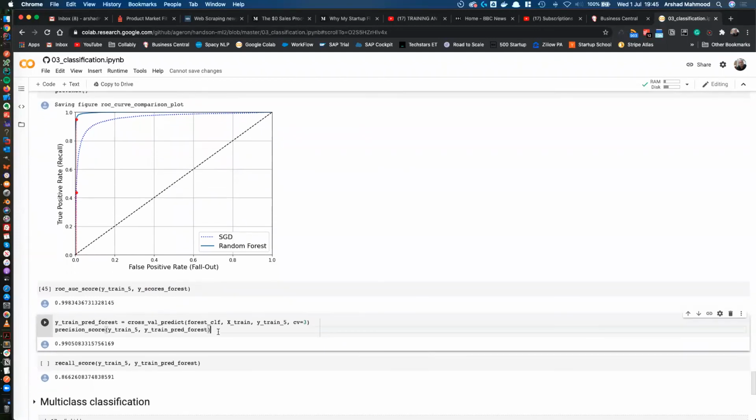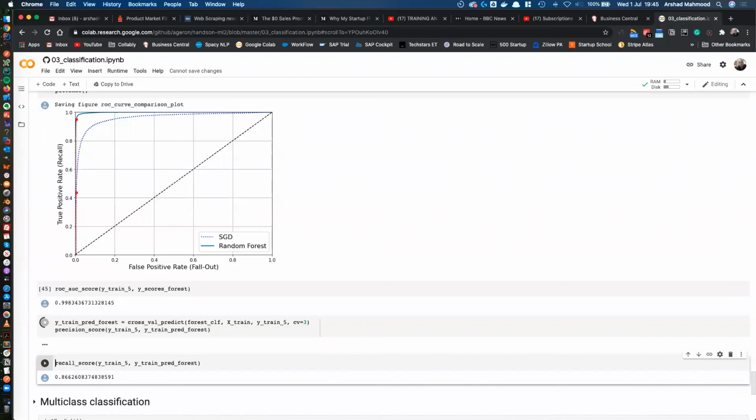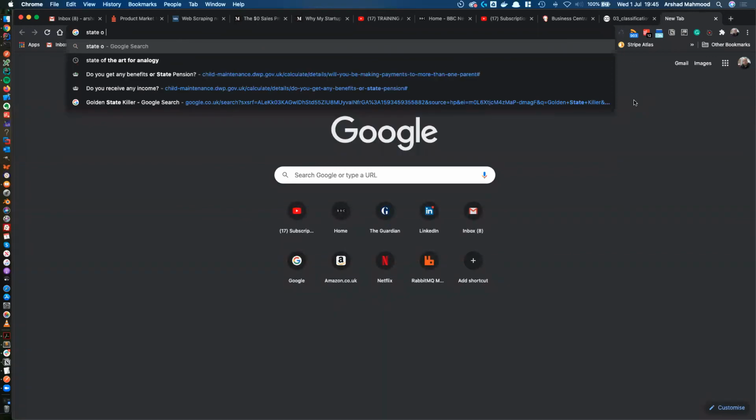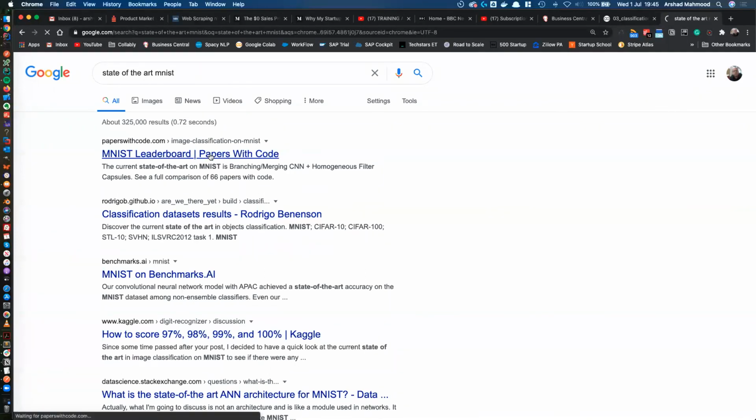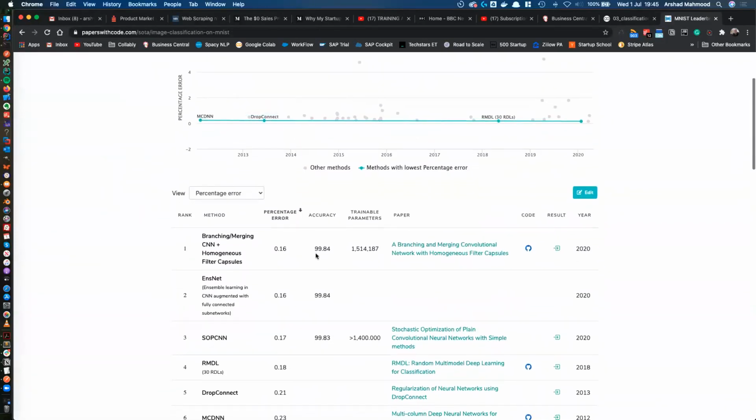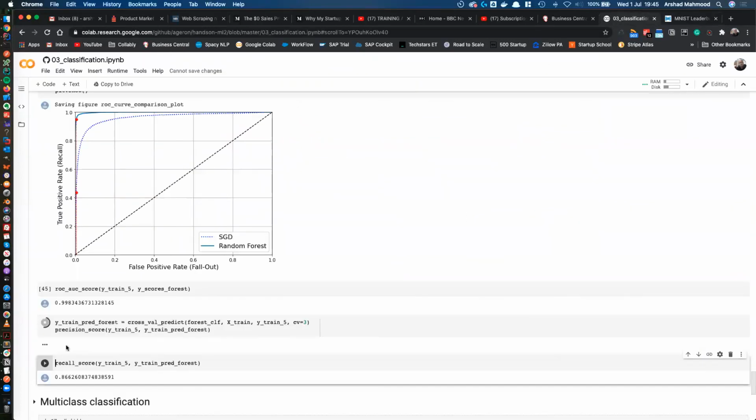Okay, and then we've got a cross-validation prediction precision. I can't remember what the state of the art for MNIST is. I'm sure it's about 99.8. Go to the leaderboard. 99.84. And this is 99.83. Well, mind you, that was the area under the curve. We'll get the actual score from this guy.